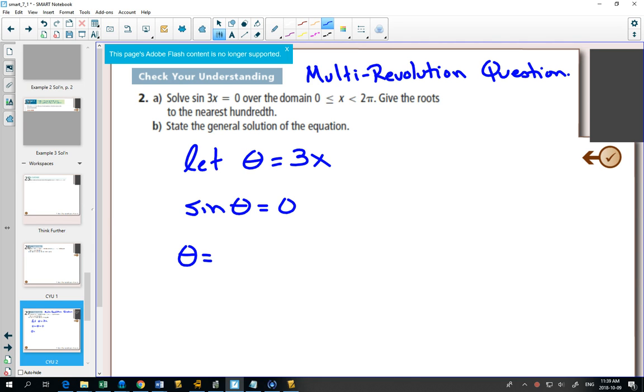What angles? Pi over 2, 90 degrees, and? Is that right? No. When is your y coordinate equal to 0? 0 and pi and 2 pi. There we go.